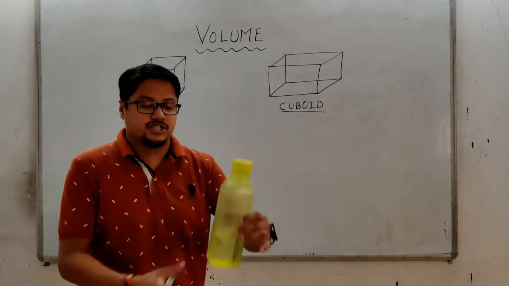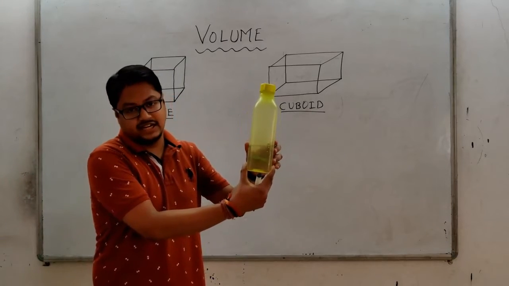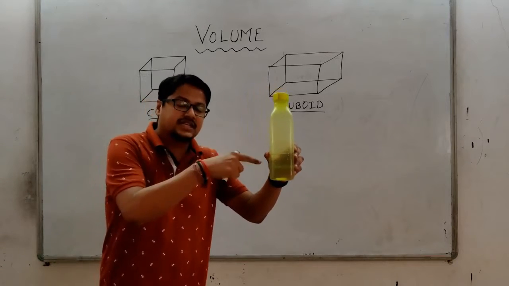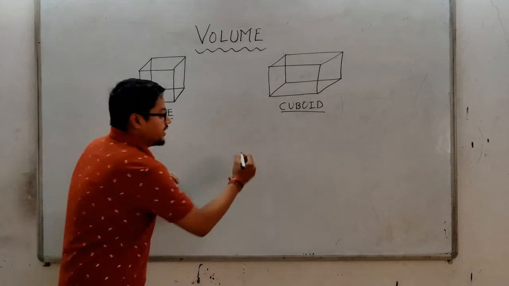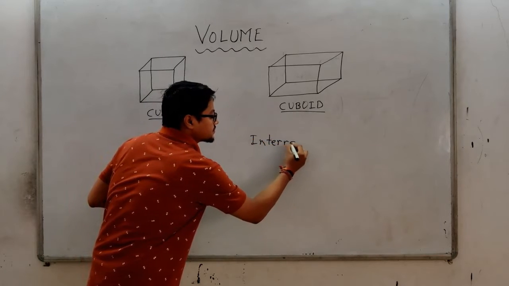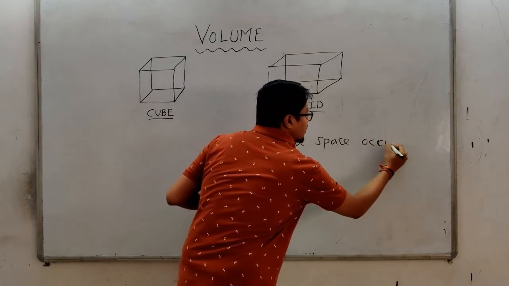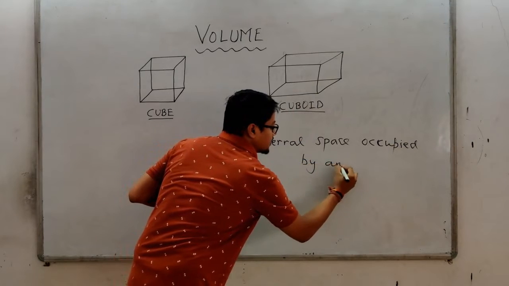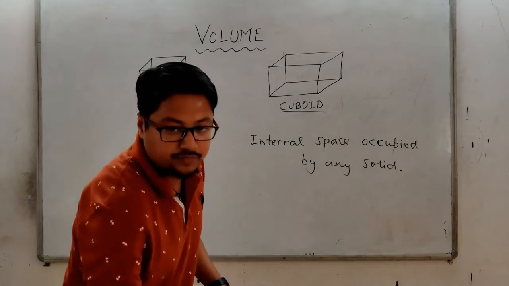Let us take one more solid shape, this water bottle. Now, as we can all see, this water bottle is in the form of a cylinder and there is some internal space occupied by this solid. So, this internal space that is occupied by the solid is also called volume. So, we can define volume as internal space occupied by any solid.